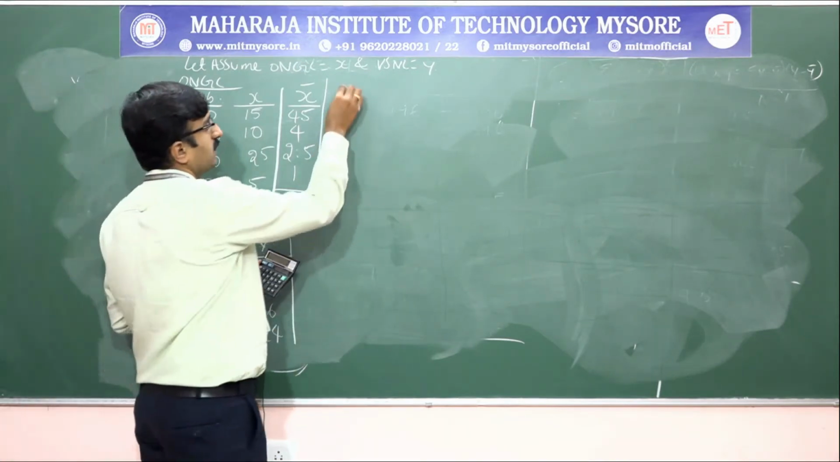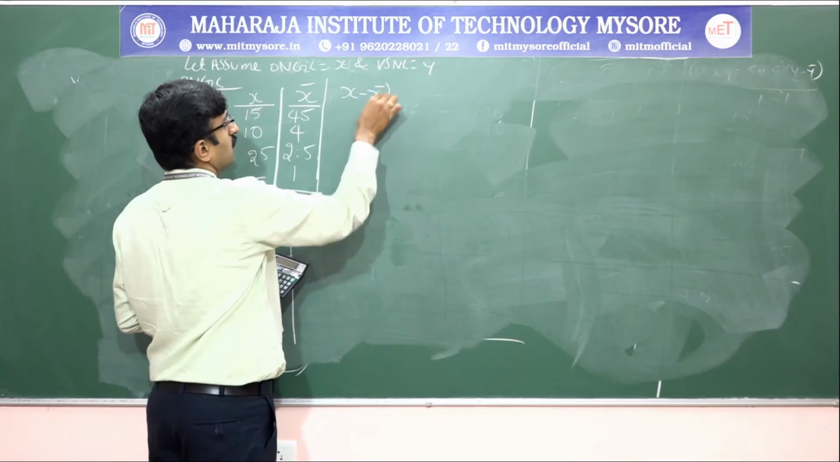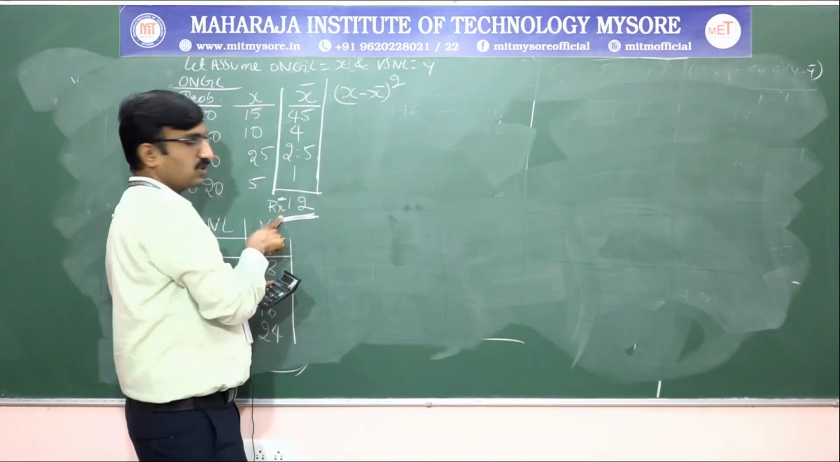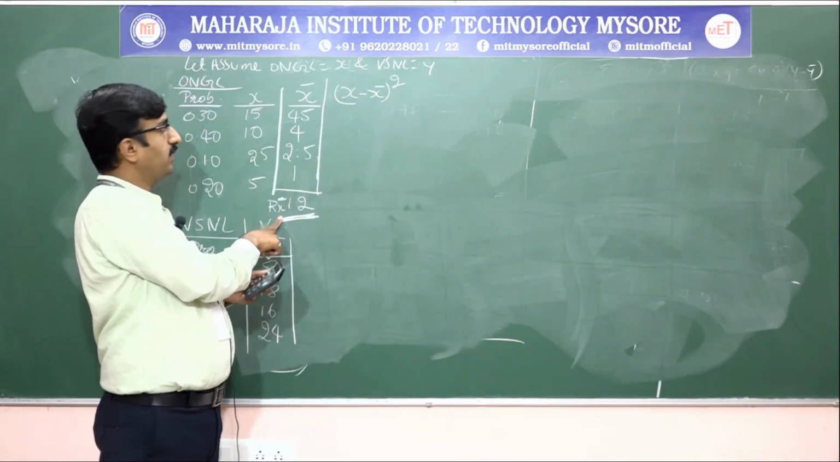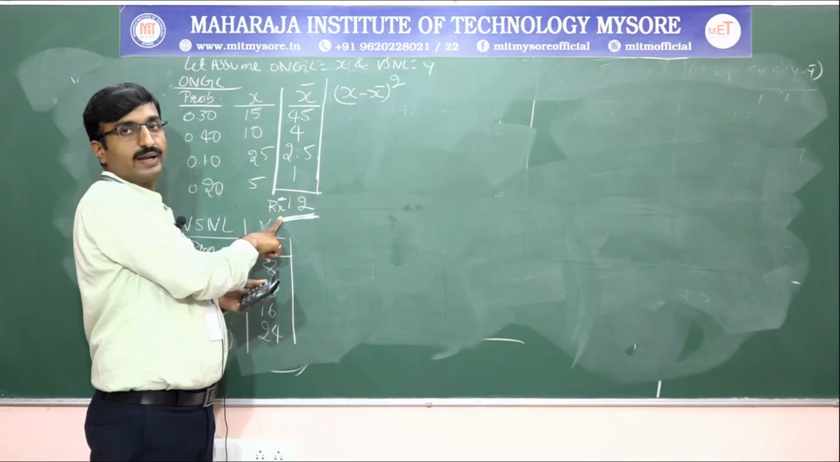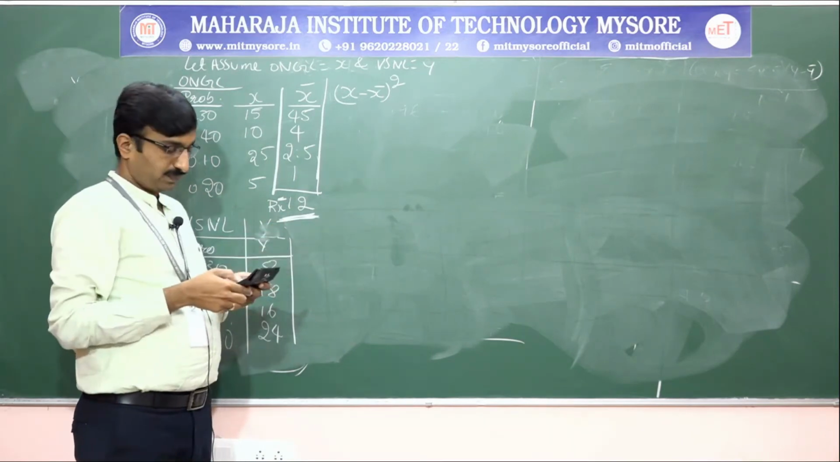Then find out X minus X bar whole square. This is called X bar. So, find out the value of that one.